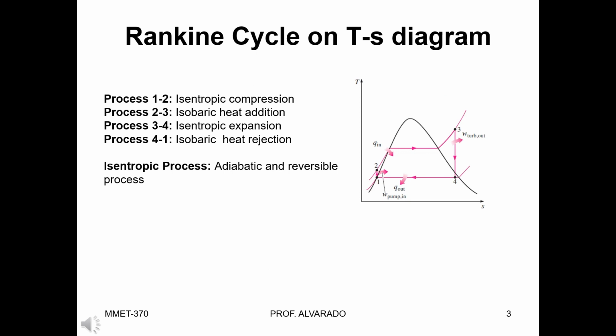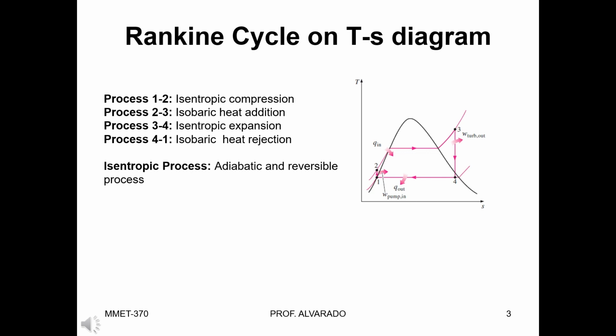In the previous slide, we discussed the 4 major components associated with the ideal Rankine cycle. And from this TS diagram, we can see that the ideal Rankine cycle has 4 major processes. Process 1 to 2, which occurs in the pump, is an adiabatic process. That's the isentropic compression in the pump. And process 2 to 3 from the TS diagram is the isobaric process.